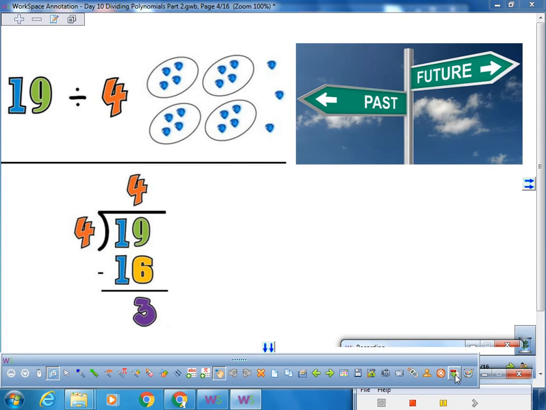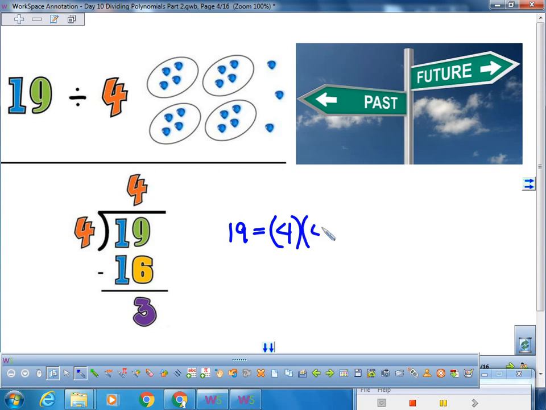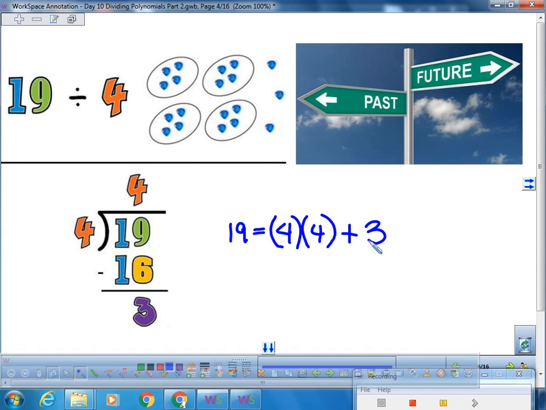Okay, so 19 divided by 4. We want to put 19 into 4 groups. When we put 19 into 4 groups, we get 4 in each group with 3 remainder. So I could actually write it as 19 is equal to 4 groups of 4 plus 3 remaining. That's how we've been writing it with our polynomials, right? We've been saying 19 is equal to these 2 factors, but then we've got 3 left over.